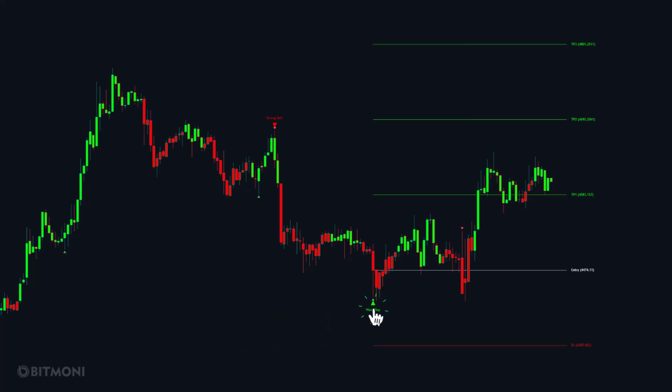When a signal appears on the chart, the indicator automatically prints a precise entry level, a stop loss level, and multiple take profit levels. These levels are automatically calculated using a risk-to-reward ratio. TP1 represents a cautious 1:1 risk-to-reward setup, ideal for quick profit-taking.